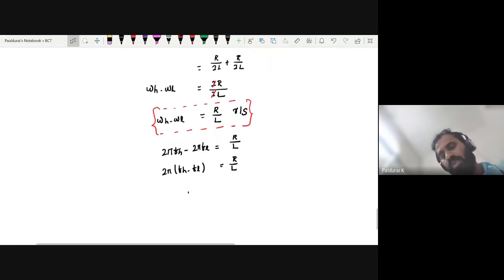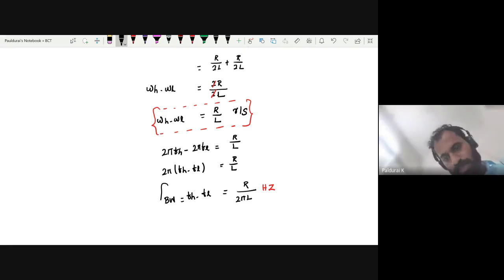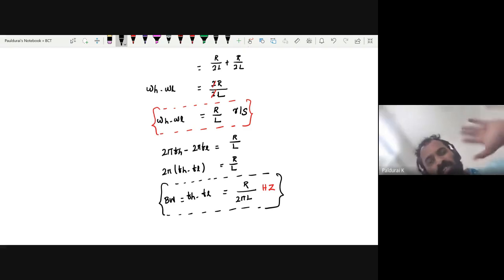Okay, I'm looking for fH minus fL. Actually, that is my required bandwidth in terms of hertz, equals R divided by 2 pi L in terms of hertz. Okay, so these two formulas are very important: bandwidth in terms of hertz, and in terms of radian per second. This is the way to derive.